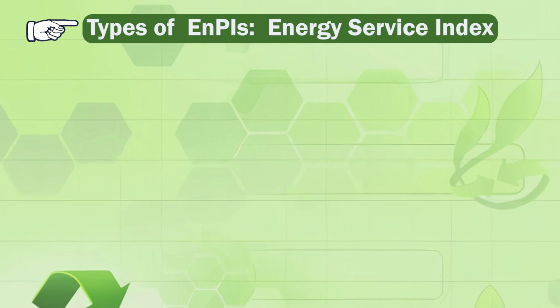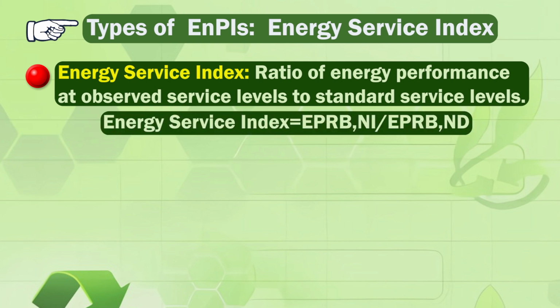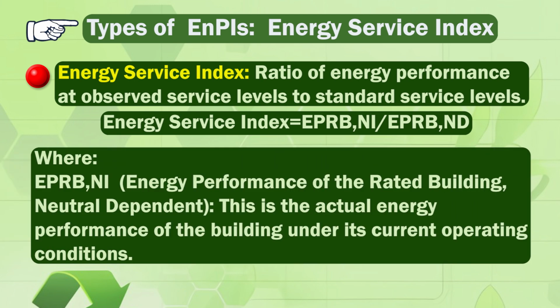Fourth one is Energy Service Index. The Energy Service Index measures energy efficiency at observed service levels against standard benchmarks. Energy Service Index is the ratio of energy performance at observed service levels to standard service level. That is, the formula for Energy Service Index will be equal to EP RB, ND divided by EP RB, NI, where EP RB, ND is the energy performance of the rated building neutral dependent.